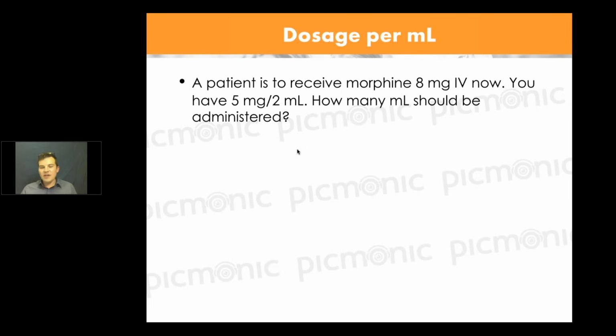How many milliliters should be administered? So let's run through our scenario. I'm going to ask myself, well, what do I need to give? They're asking me how many milliliters of morphine I need to give to equal 8 milligrams. Okay, we can figure this out. I think we can.